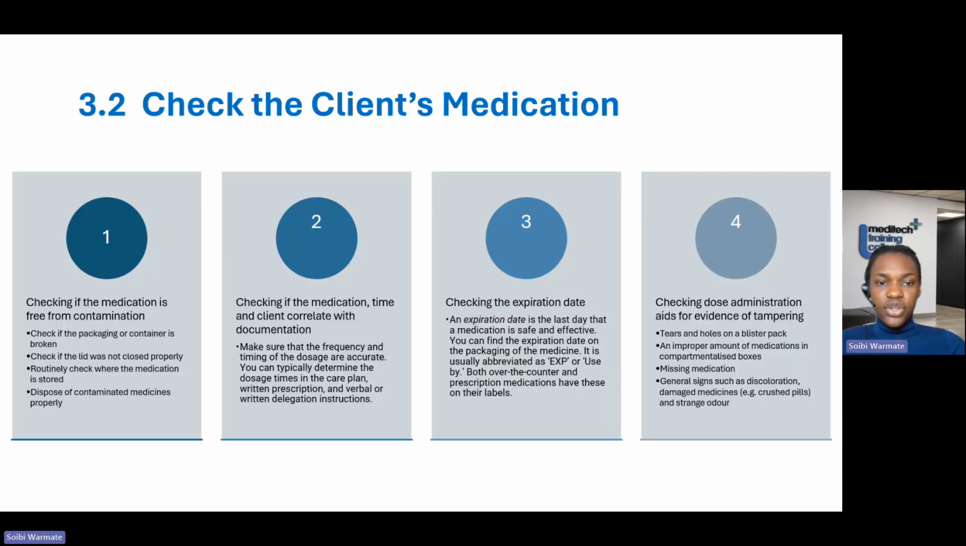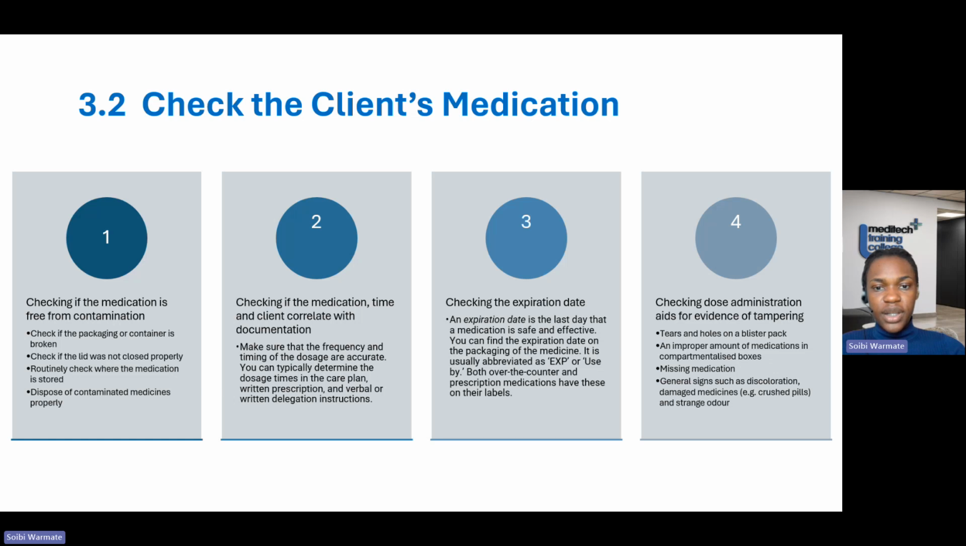Check the client's medication. A few things you need to do when checking a client's medication. You need to make sure that the medication is free from contamination. So make sure you check the packaging, and check if the lid was closed properly. A routine check should be done, and also dispose of any contaminated medication properly. Second, check if the medication, time and client correlate with the documentation, making sure the frequency and the time of the dosage are accurate, which is very important.